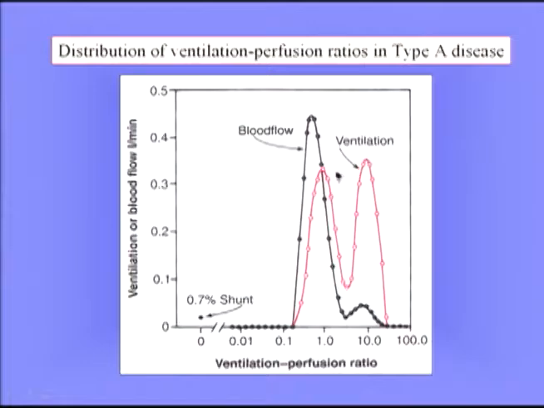What you see is a normal mode here, if you like, not far from one, but an abnormal mode with a large amount of ventilation going to lung units with very high ventilation perfusion ratios. Presumably, those are regions of the lung where the capillaries have been destroyed by the emphysematous process, but ventilation is still taking place. This reflects a very high physiologic dead space, and this type A patient is not likely to have much hypoxemia because there's not much blood flow going to very low ventilation perfusion ratio units.